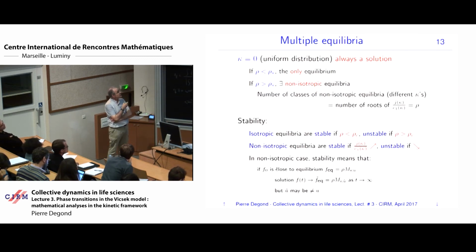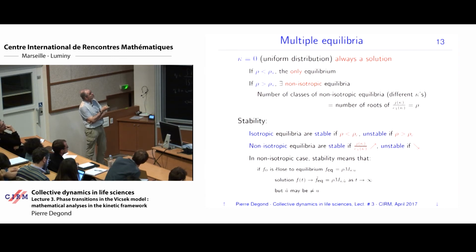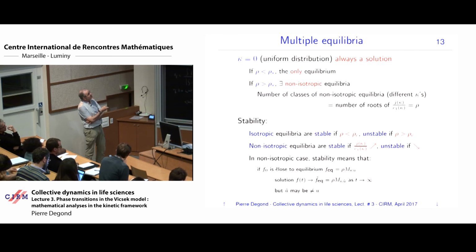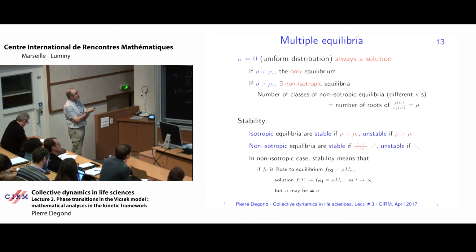So this is basically what we have. This summarizes what I just said, right? The uniform distribution is always a possible solution, but it's stable only if below this critical density, which corresponds to the intersection of the curve with kappa equals 0. Whereas if rho is larger than rho c, there exist non-isotropic equilibria, and they will be stable if the curve J over C1 is increasing, and unstable otherwise.